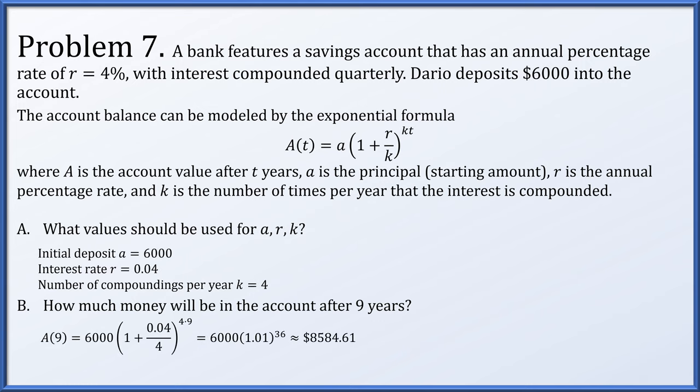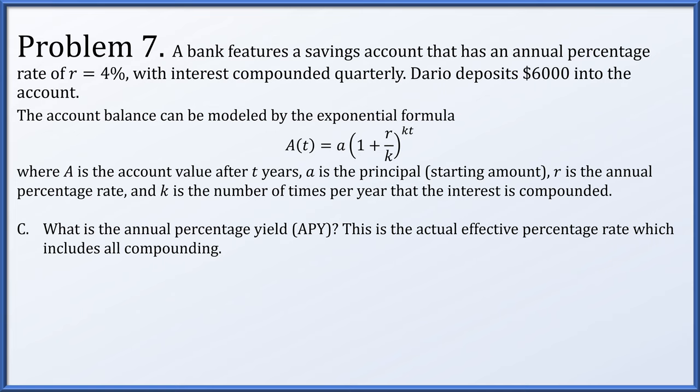So we already know to set little a to 6,000, r to 0.04, and k to 4, and since we are now predicting how much money will be in the account after 9 years, we set t equal to 9, and all there is to do is plug and chug. The value after 9 years will be approximately $8,584.61.